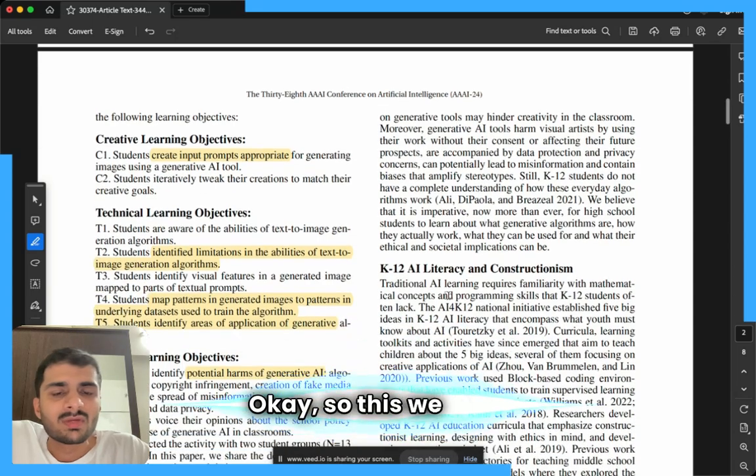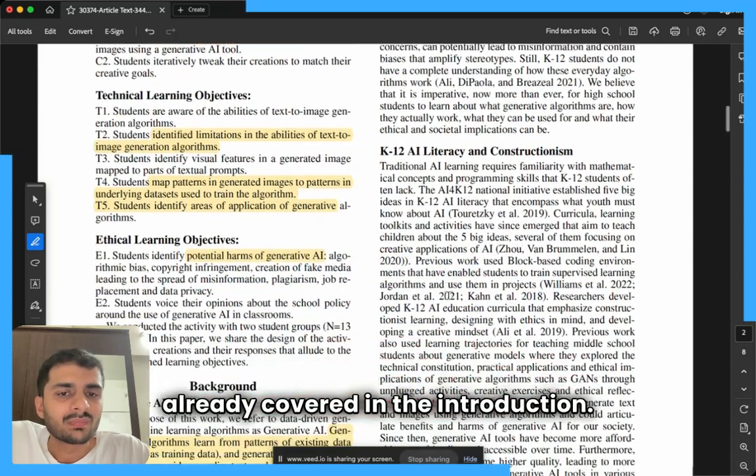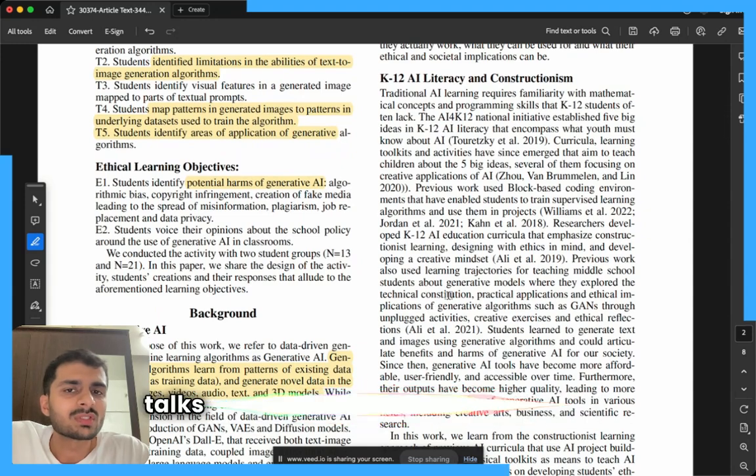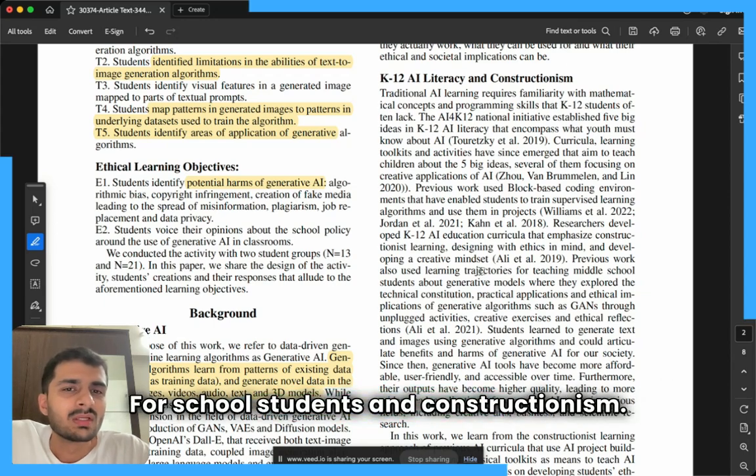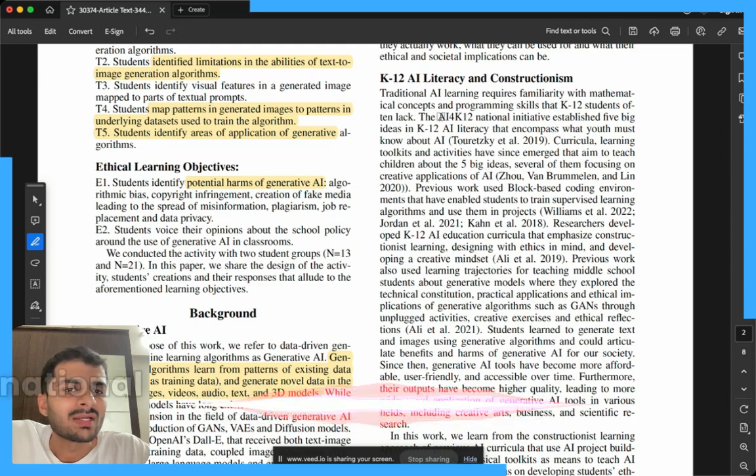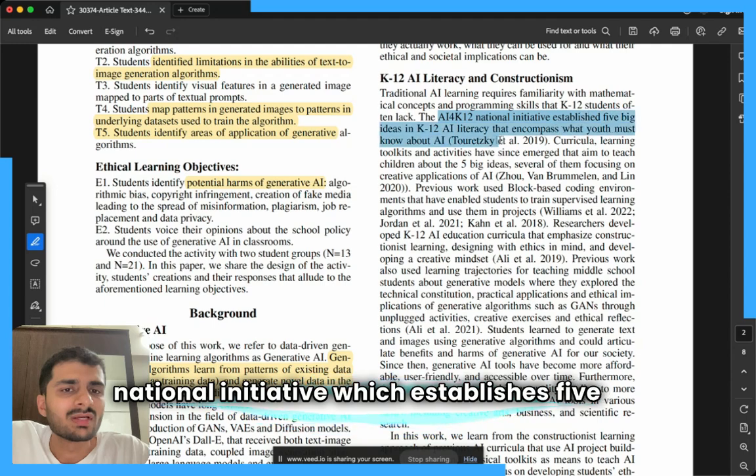Okay, so this we have already covered in the introduction. Let's go to the next paragraph, which talks about literature for generative AI for school students and constructionism. So there is an AI for K-12 national initiative which establishes five big ideas.